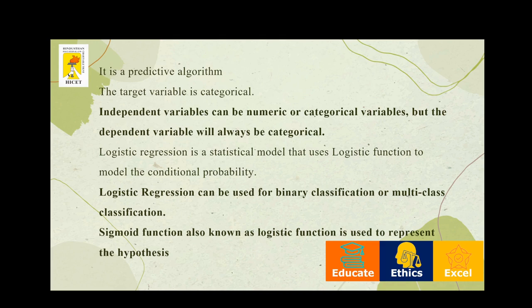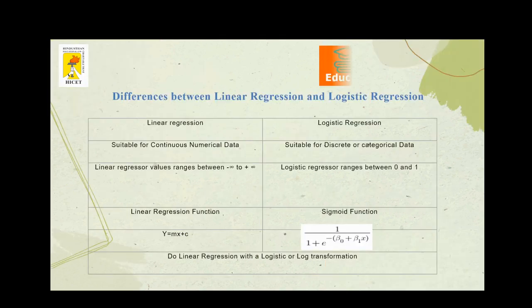Logistic regression is a statistical model which uses a logistic function to model the conditional probability. This algorithm can be used for binary class classification or multi-class classification. The function which operates here is called the sigmoid function, which represents the logistic regression hypothesis.